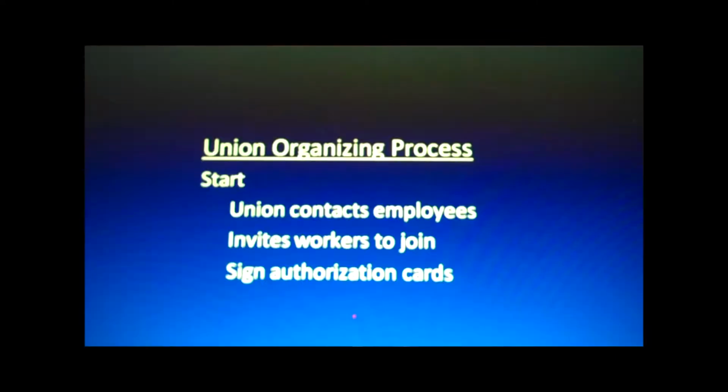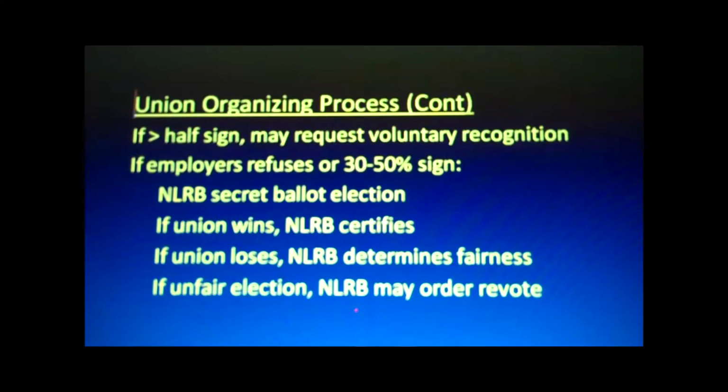It starts with the union contacting employees in a prospective firm where the employees may feel that they would benefit from union membership. The union extends an invitation to join the group and have workers sign an authorization card. From here, if more than half of the employees sign their cards, the union may ask the employer to voluntarily agree to recognize the union.